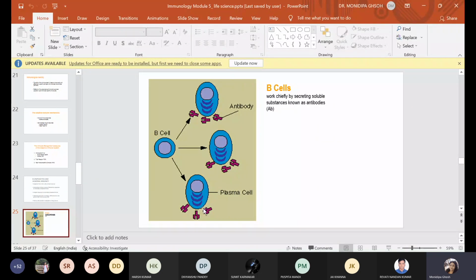One population of the B cell differentiates into the plasma B cell and takes part in the humoral immune response. Another population of the B cell is kept as the memory B cell for further use, for further recognition of the same antigen.